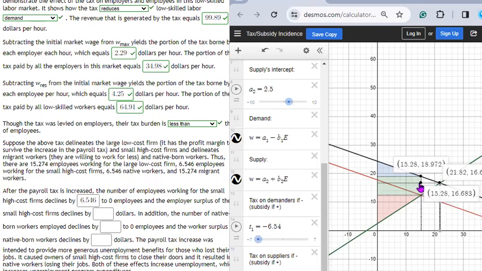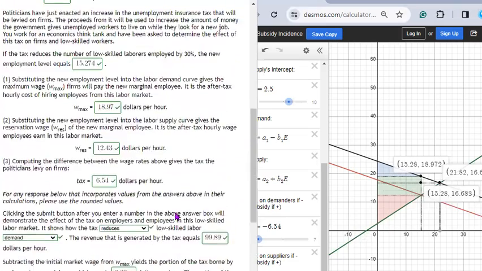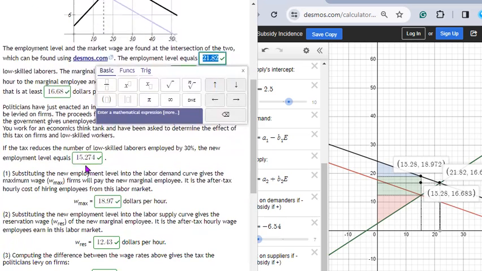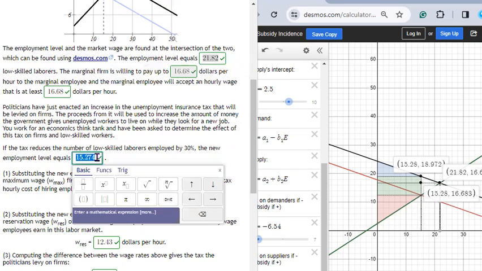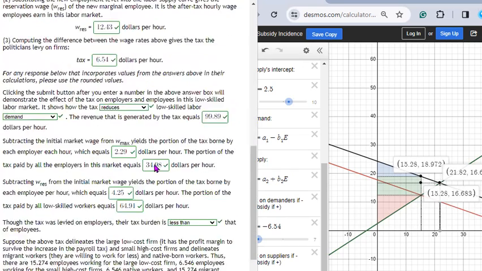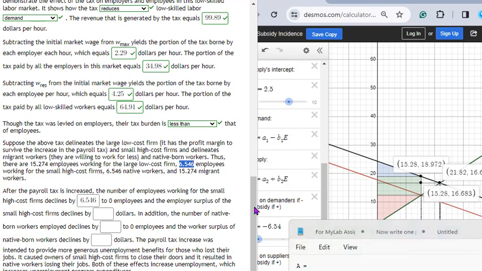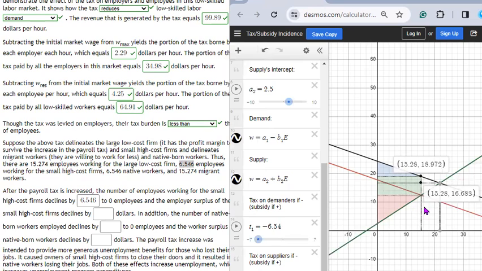And the way we're going to calculate it is the difference in employment from this point to that point is the 6.546, right? If I subtract this employment level and this employment level, I take that difference, right? The difference in these two values is the 6.546. So that is the width of the triangle. And we're going to multiply that by the height of the triangle.